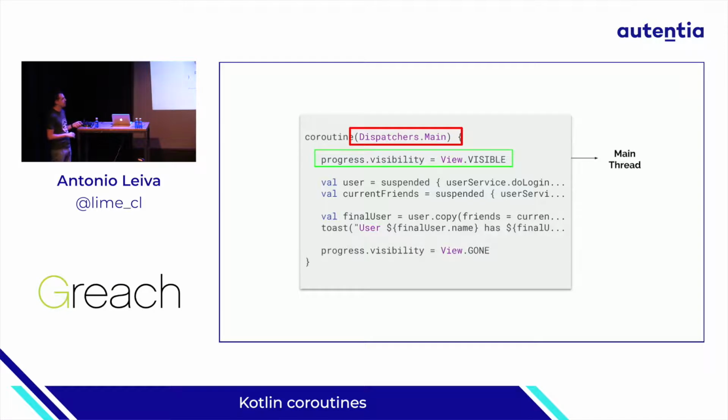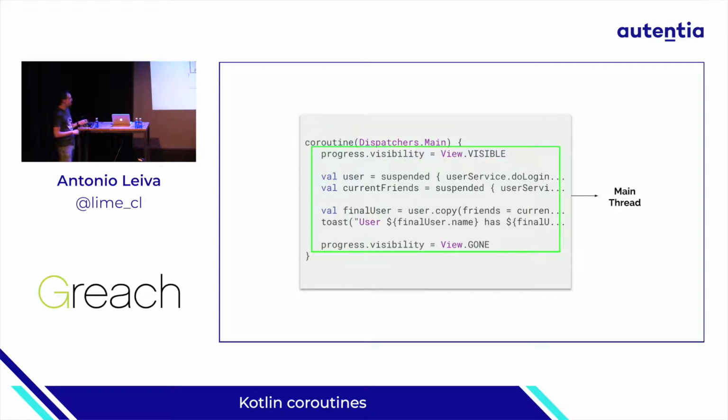So we usually need to get out of the main thread to do heavy tasks, because otherwise the UI will get blocked. So in this case, if we specify that this coroutine will run in Dispatchers.Main, it will use the main thread to run all this code, to run this one, but also the rest.